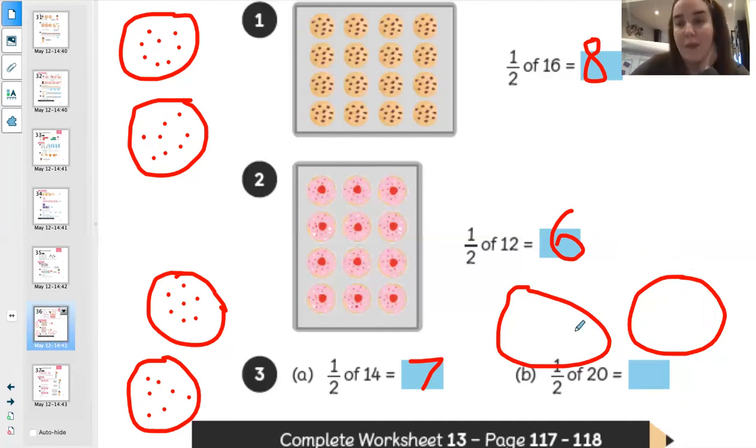So let's try it. 1, 2, 3, 4, 5, 6, 7, 8, 9, 10, 11, 12, 13, 14, 15, 16, 17, 18, 19, 20. So let's check. 1, 2, 3, 4, 5, 6, 7, 8, 9, 10. 1, 2, 3, 4, 5, 6, 7, 8, 9, 10. So my answer's got to be 10.